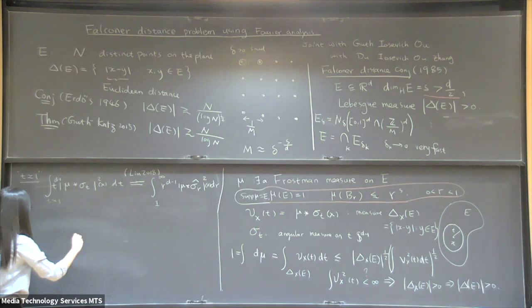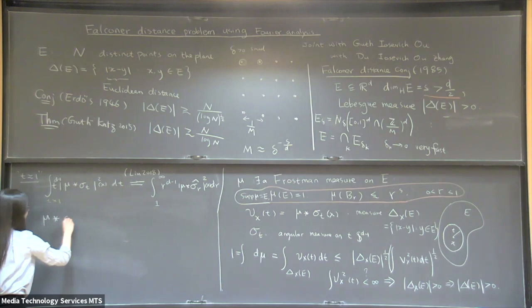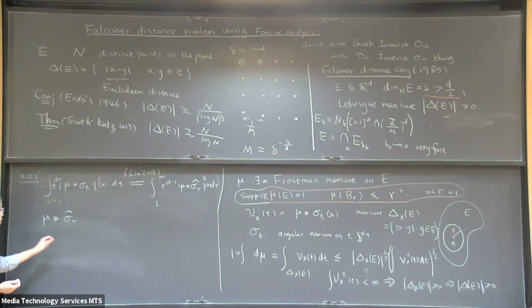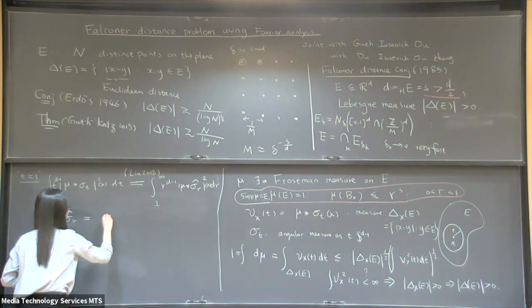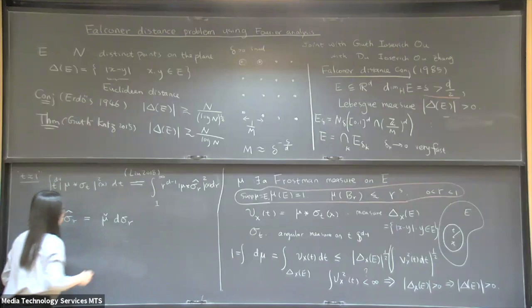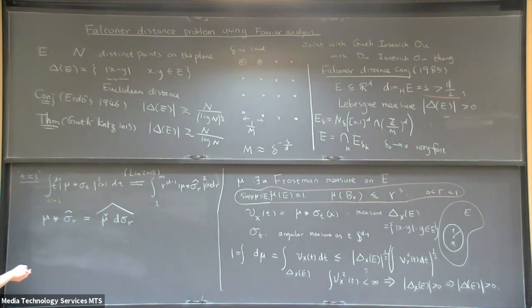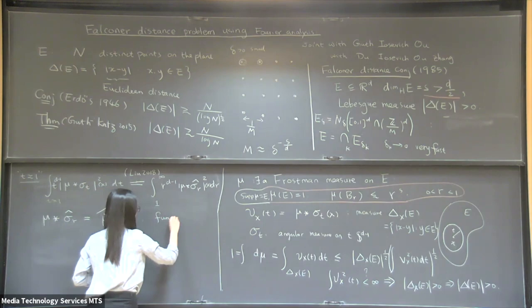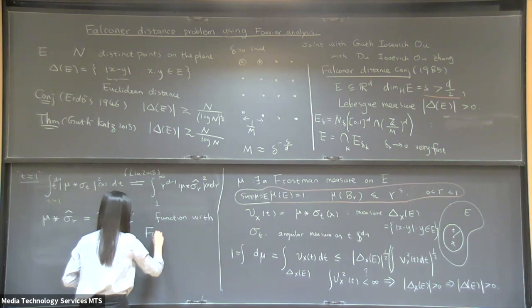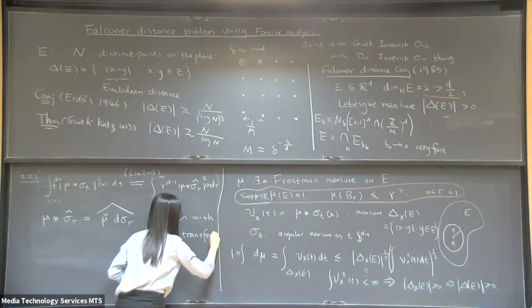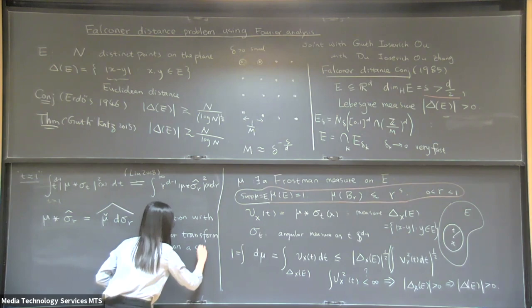Then let's see. This function mu convolved with sigma r hat, where sigma is, again, the angular measure of radius r, equals the inverse Fourier transform of mu times this sigma r, and then take a Fourier transform. So now this becomes a function with Fourier transform supported on the sphere. That is how it is related to Fourier restriction theory.